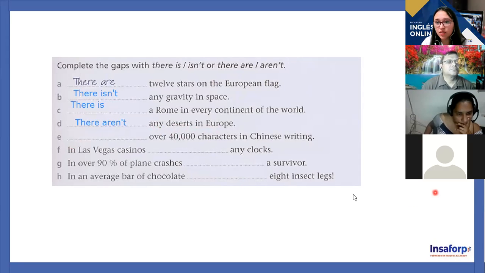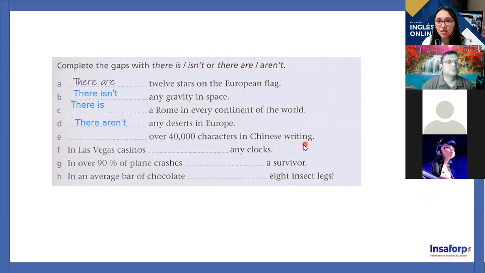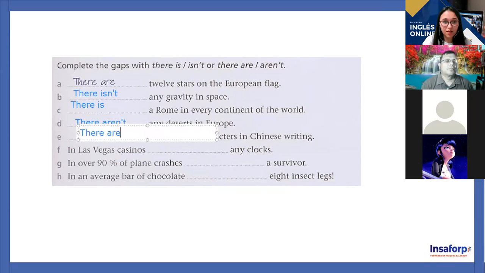So what about letter E? Over 40,000 characters in Chinese writing. So imagine this must be true, right? So what can be the missing word? There are. There are, yes. So what about letter F?